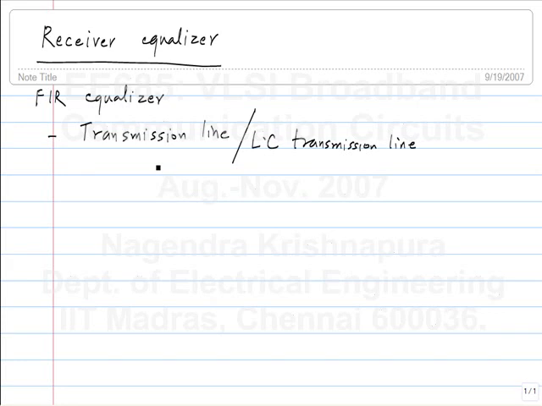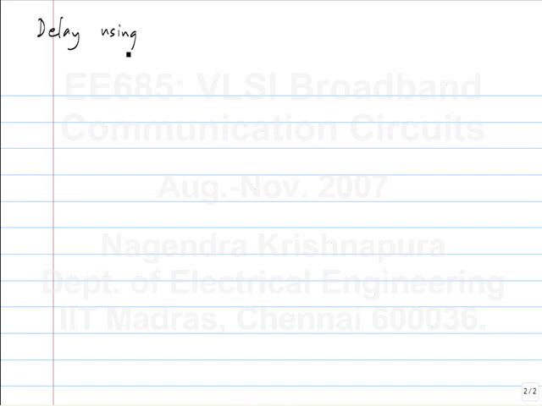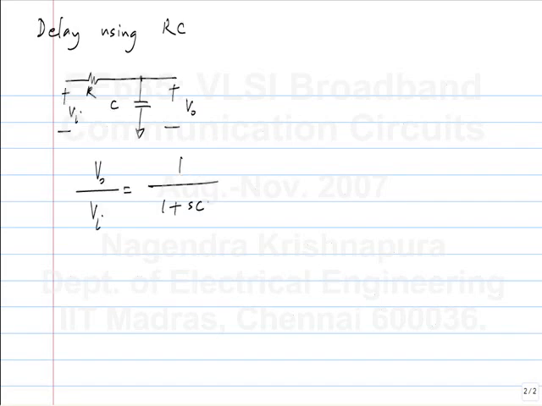You mean passive RC or active RC? Passive RC. If you use a passive RC filter, what will be the delay of this? Let's say the group delay at low frequencies. What is the phase response of this circuit? So let's say delay using RC. What is V0 by Vi? 1 by 1 plus SCR.